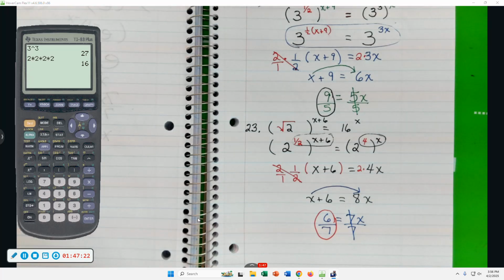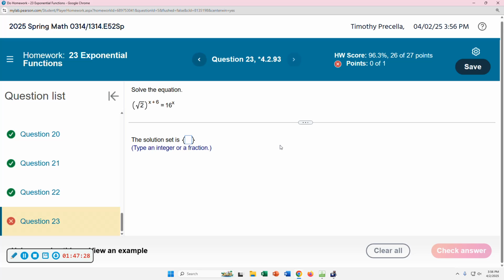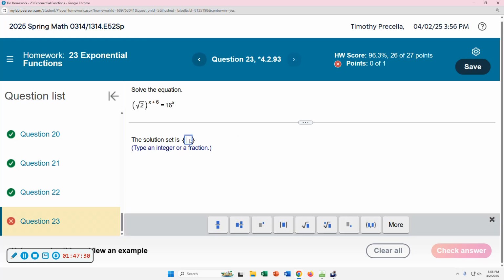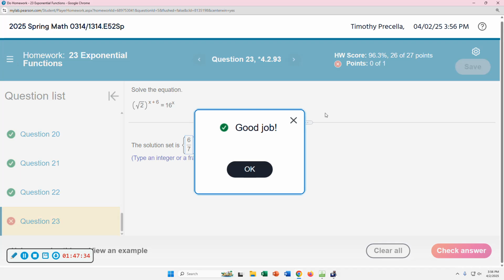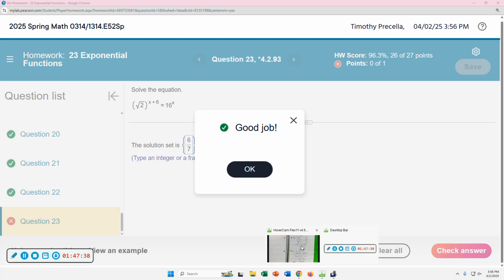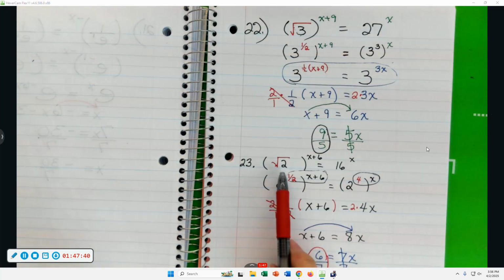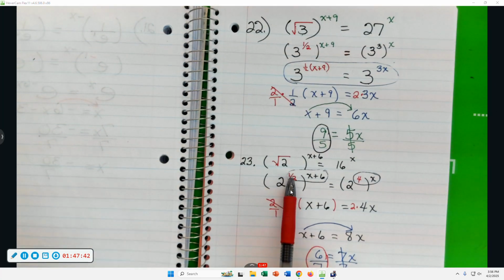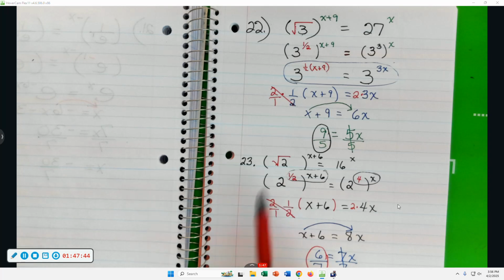Any questions? Punch that in. It's not that hard. It's not like every problem on here is hard. These last ones like this, they take some thought. And you're learning these new techniques, like rewriting a square root as a 1/2 exponent. But any questions?